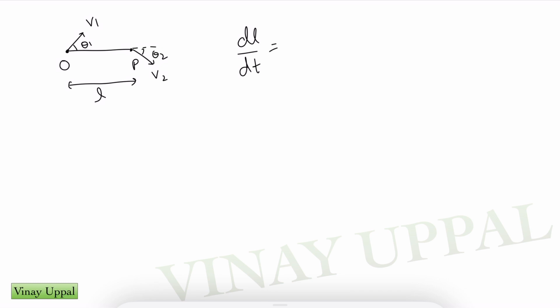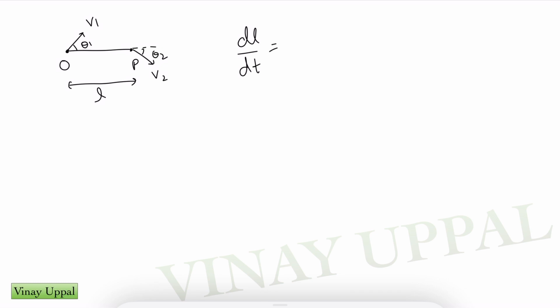So in the previous example, we saw that this point O was fixed. Now let's say this point O also starts moving. So suppose I have point O moving with velocity v1 at an angle theta 1. Point P, velocity of point P is let's say v2, at an angle theta 2. And let's say I want to write down the rate of change of this length. So it's very straightforward to see.